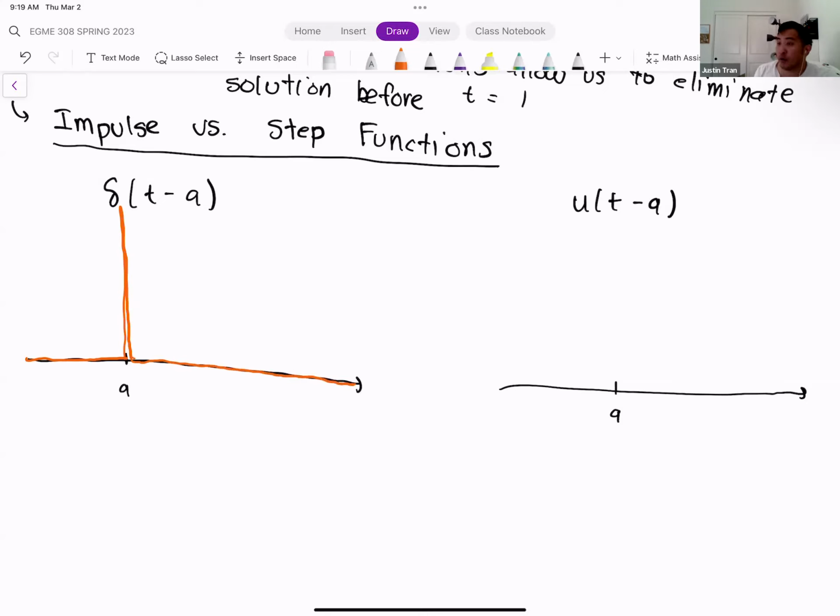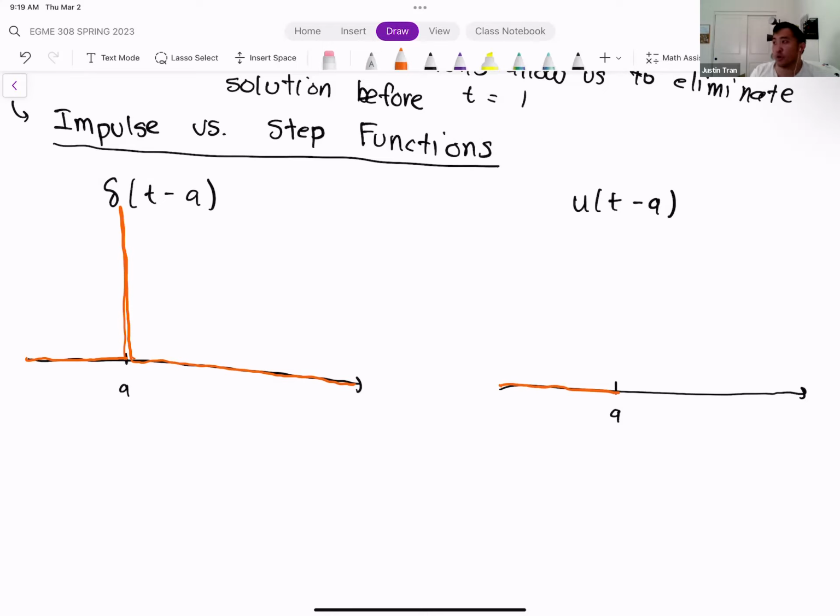And it's going to be 0 everywhere else. And remember, the height of this peak, or the height of the spike, is basically infinity. So it's infinity for a very brief instant of time, and then comes back down to 0 after that. The step function, on the other hand, up until t is equal to a is going to be 0. So both the impulse and the step function share that property in common.